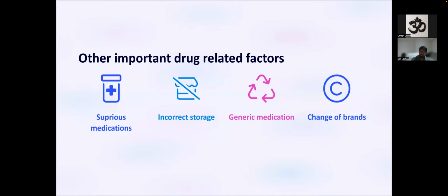Okay, then there could be other drug-related factors which can impact levothyroxine, which can impact the dosage. Spurious medications are very, very common. Incorrect storage, this is very important. We'll discuss this point. Sometimes generic medication, we'll discuss this point as well, and change of brands also impacts levothyroxine absorption.